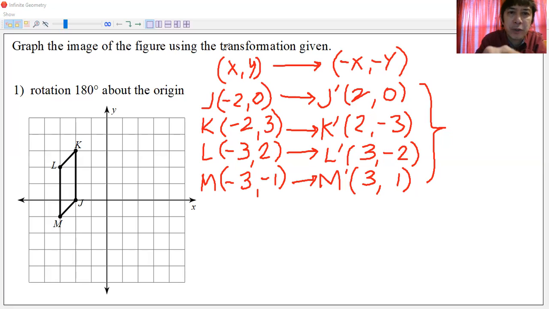All right, so we're going to draw the points now, starting with the J prime. So J prime is at 2, 0, should be here. And then K prime is 2, -3, so it must be over here. And then for L prime, we have 3, -2. So 3, -2 is down here. And of course, M prime is 3, 1. So it must be up here.